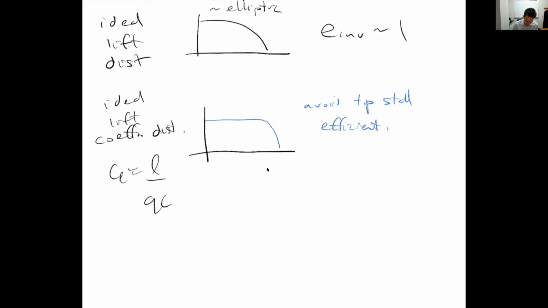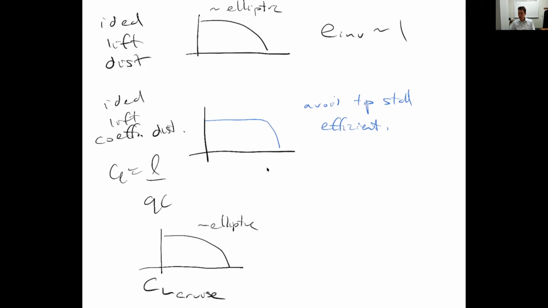So in other words, we'll call this CL cruise. This is going to be the lift coefficient that you normally fly at. This is your design CL. Or you could think of it as your design angle of attack. That is the angle of attack that you want to be roughly elliptic.